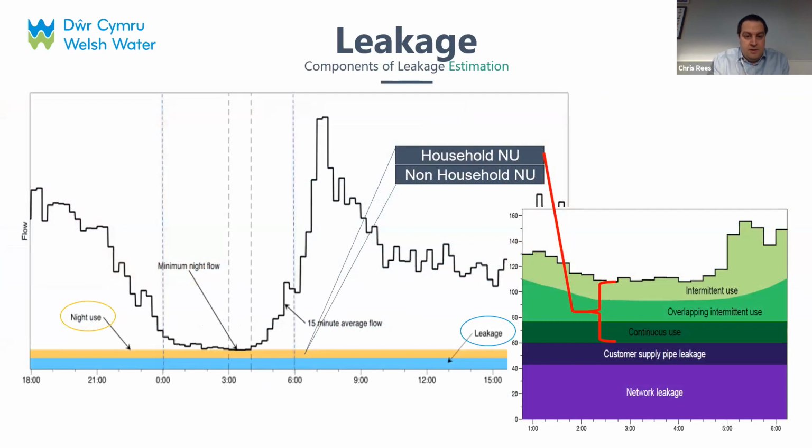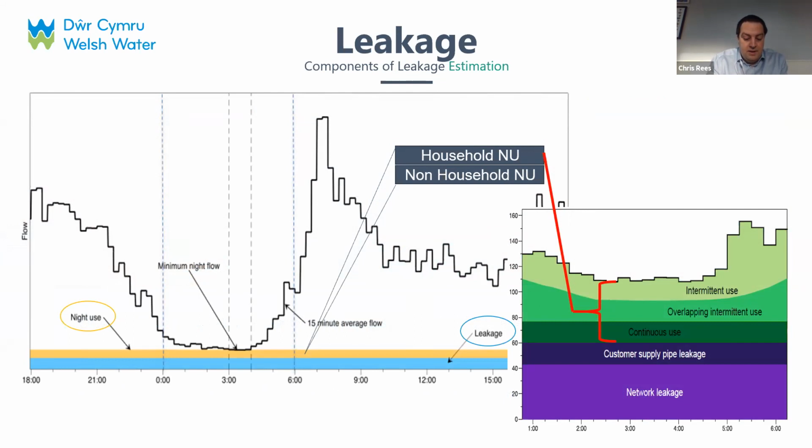So this is something that Stuart did touch upon from a slightly different angle earlier on. I thought I would cover the components of DMA leakage estimation for those who may be unfamiliar with this. DMAs are usually made up of an inflow meter and outflow meters, which are logged at 15-minute intervals to provide a balance of consumption in the area.